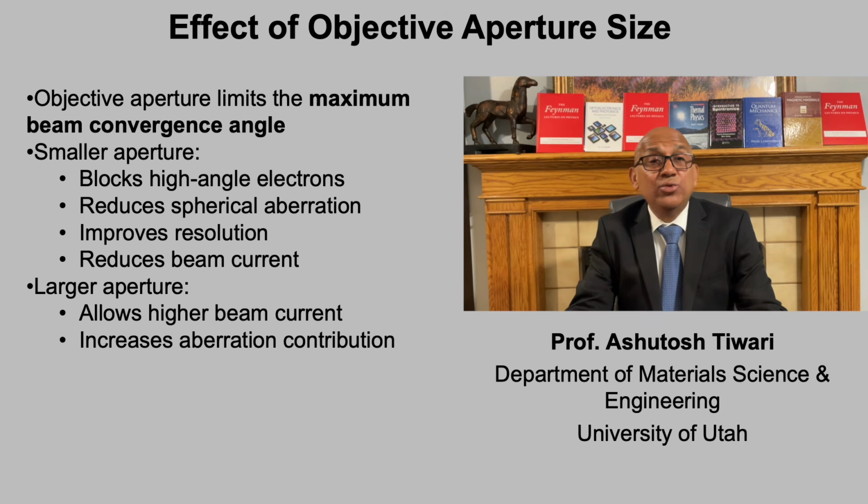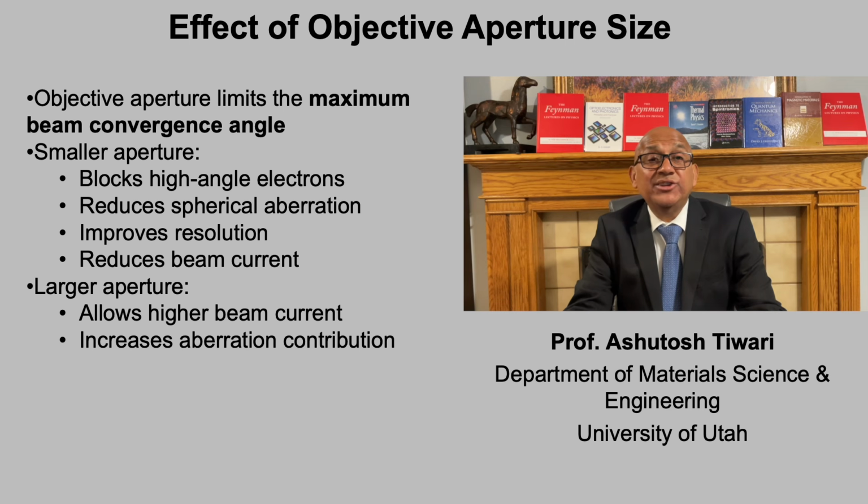One of the practical tools available to the SEM operator is the use of the objective aperture. The objective aperture is a physical opening placed in the electron optical column near the objective lens that limits the maximum angle at which electrons can travel toward the specimen. By restricting high-angle electrons, the objective aperture selectively removes rays that contribute most strongly to lens aberrations.